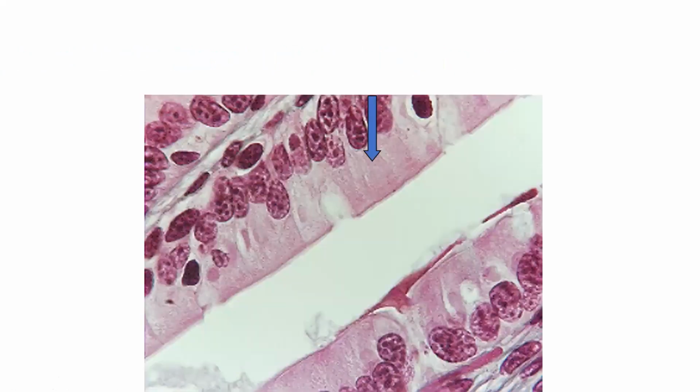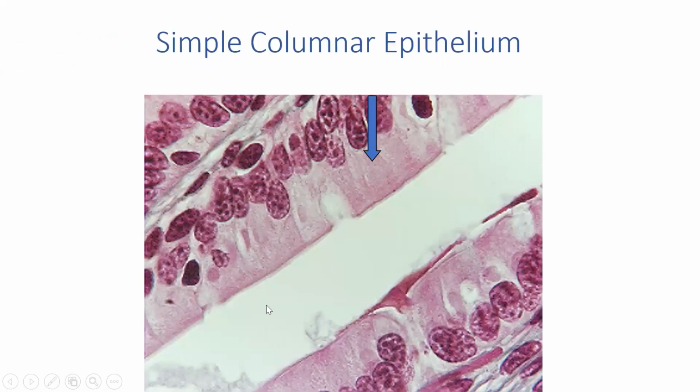These are simple columnar cells. This is part of the small intestine right here. These cells are shaped like columns. And not only that, we have these white structures here. These are known as goblet cells, and they generate mucus.